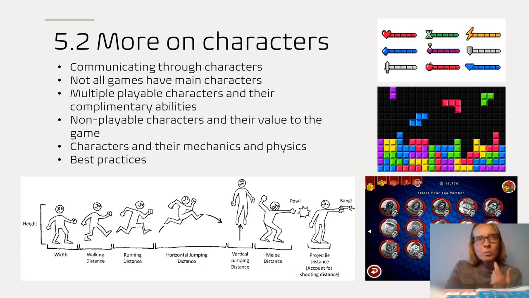You can choose multiple playable characters, and you actually have to play those characters because they have complementary abilities, where one can get into toxic waste and the other one can fly or something like that, like Batman and Robin. And you have to use both of them in order to fulfill your game objectives.